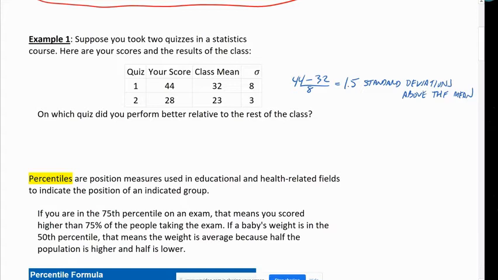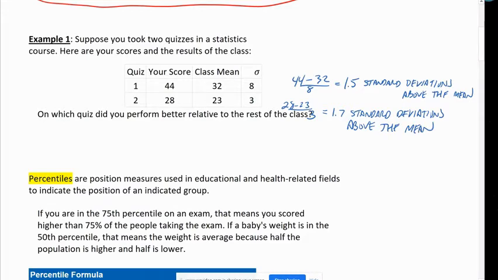Okay, now let's compare that to quiz 2. For quiz 2, we would do 28 minus 23 divided by 3. And so 28 minus 23 is 5, divided by 3 is 1.67, or we'll call it 1.7 standard deviations above the mean.